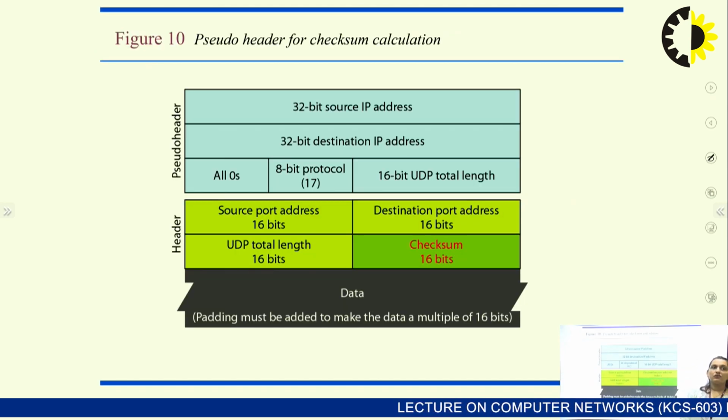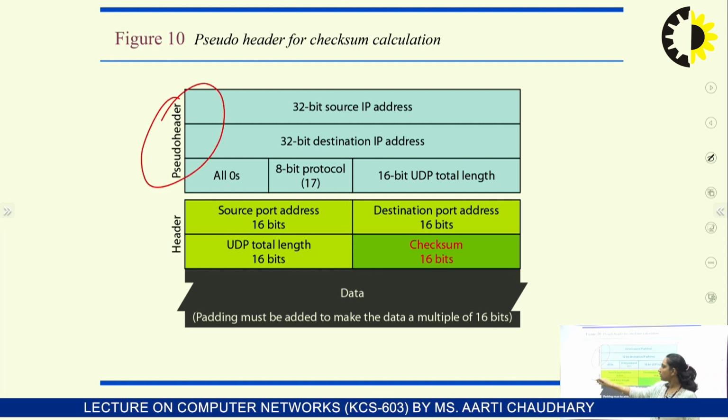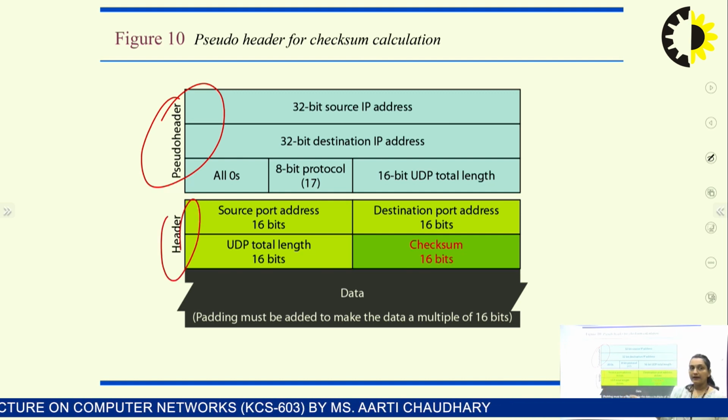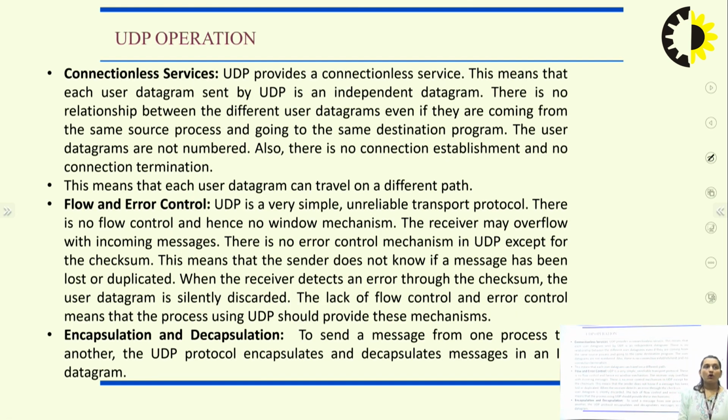Checksum calculation is divided into 3 parts: the pseudoheader, the header and the data. How can we check that my data from the sender side to the receiver side is not corrupted? By using this checksum we can calculate it. So these are the operations we can do using UDP, that is, connectionless services.